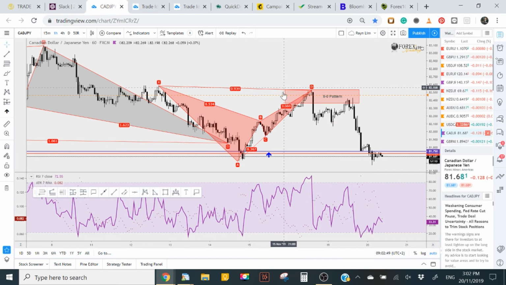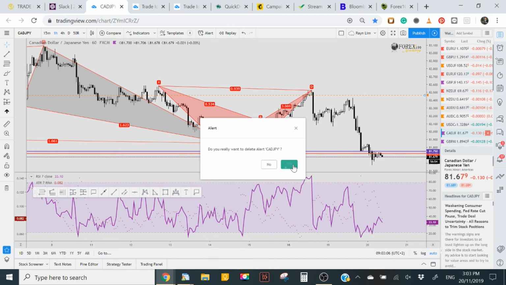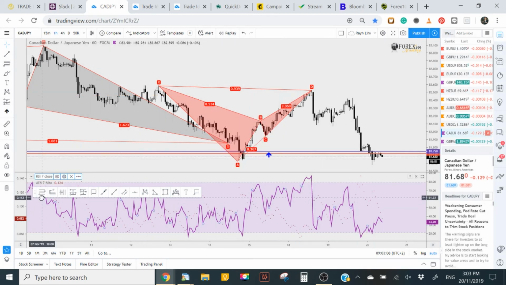And within this shark pattern, completion is a 5-0 pattern. Alright, so very good setup. Alright, so right now the 5-0 has completed. There's no need to keep this anymore, so let me just delete this. This once again becomes invalid. Delete it. Done. Over here, what interests me right now, let's have a see.